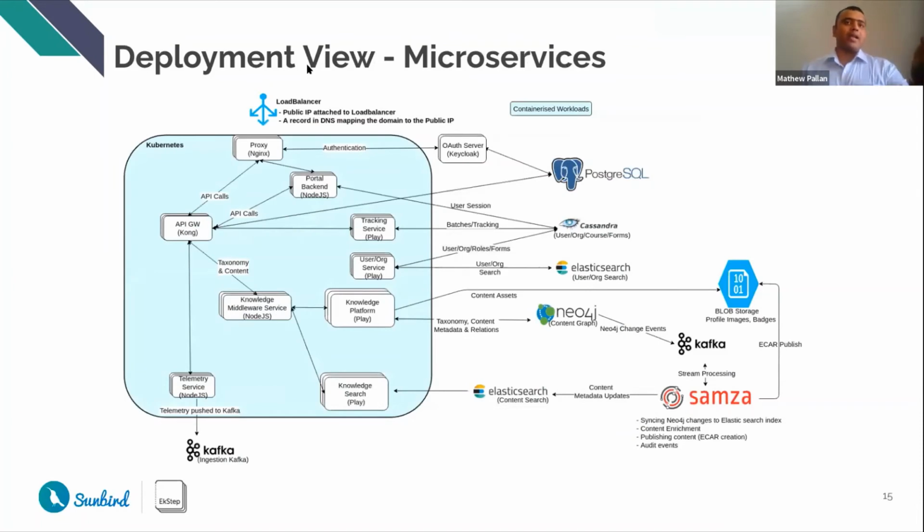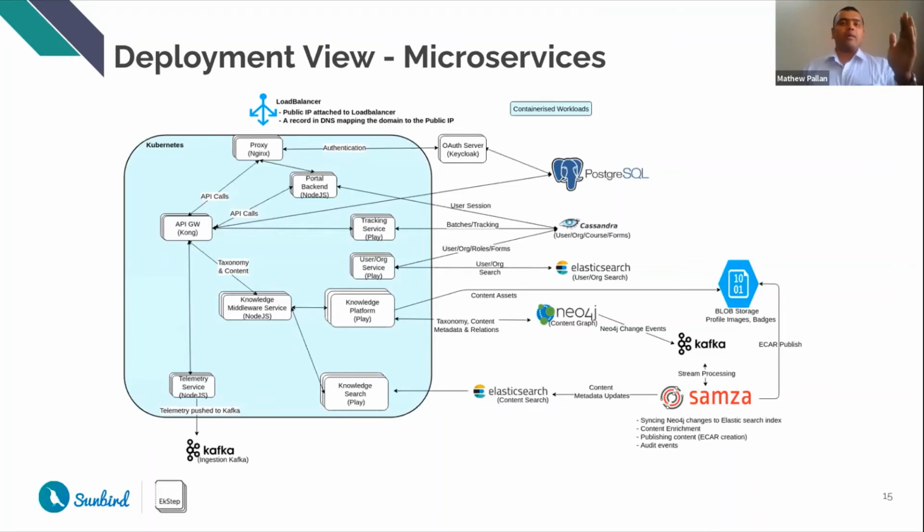So we have the load balancer, which ingests the traffic into a Kubernetes cluster where the proxy receives the traffic, and then the proxy takes care of routing the traffic between all the various other microservices via the API gateway. And in the case of the portal, we have a portal backend, which receives the traffic from the portal client, and that will route the API calls via the API gateway to the rest of the microservices.